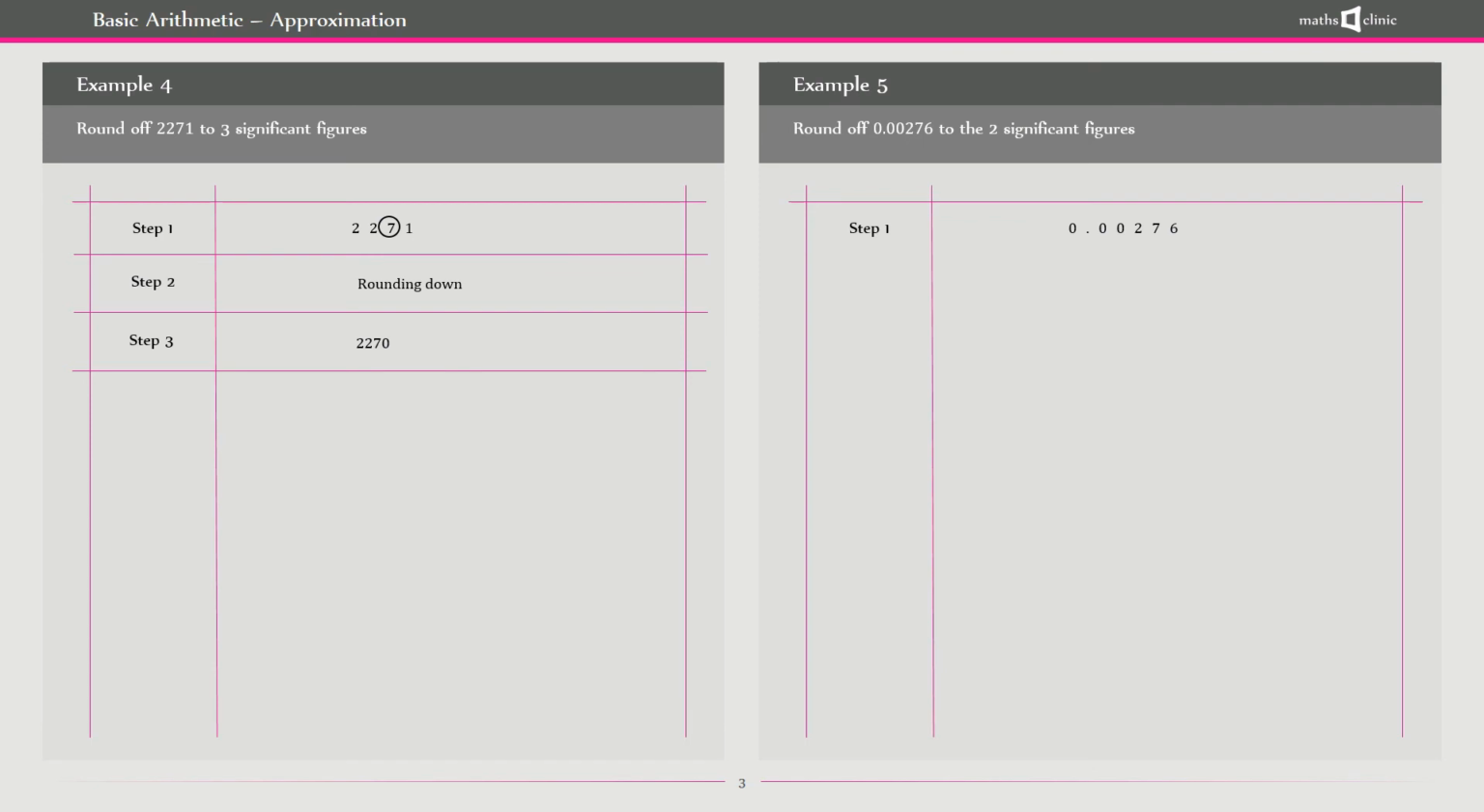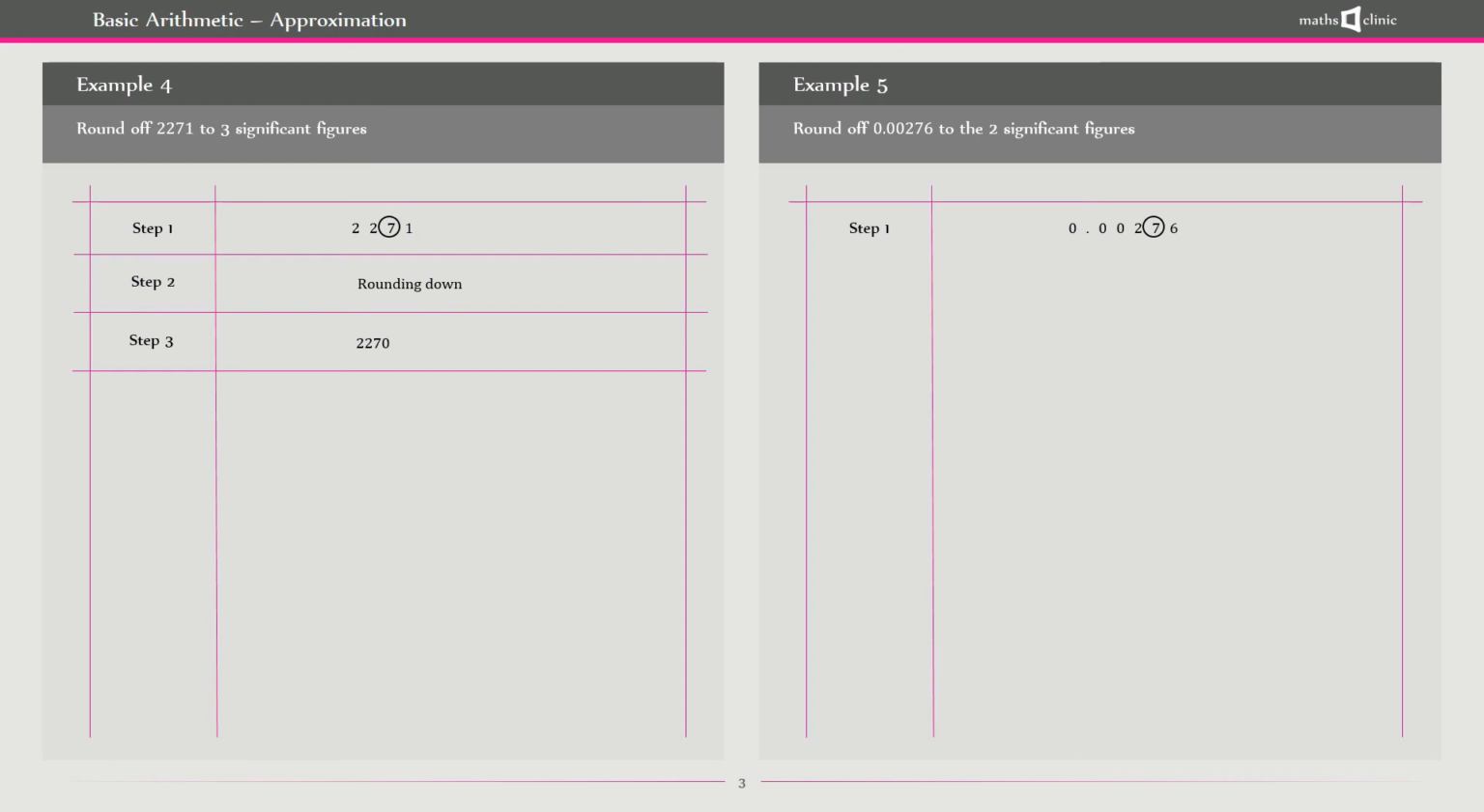And this is where the whole concept of significant figures comes in. So the first 3 zeros don't count. The first significant figure is a number that isn't 0. So we have 2 in this case, and basically we have 2 and 7. It says 2 significant figures. You count the first significant figure, you count the second significant figure.